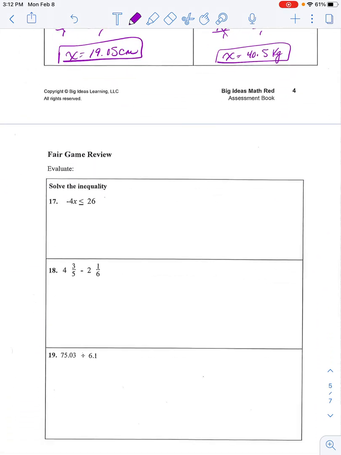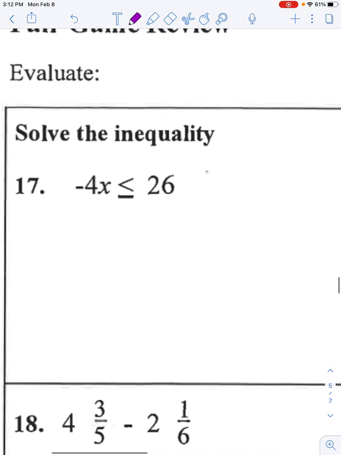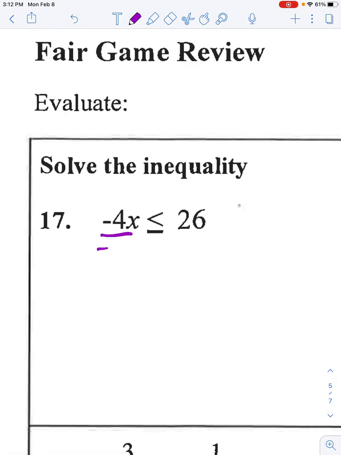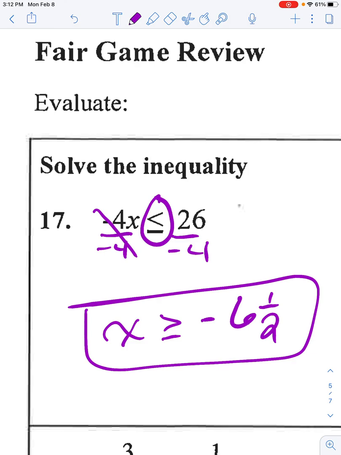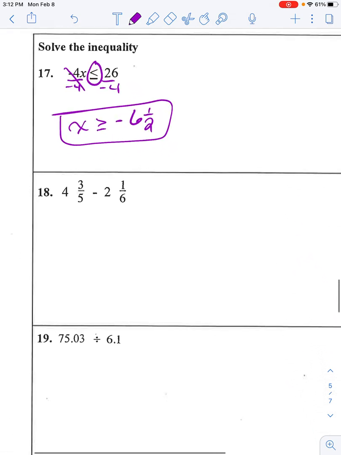All right, guys, and fair game review. Last chapter was all about inequalities. Let's see what you remember. We're going to divide by a negative. What happens when you divide by a negative? Your inequality flips. We're going to get a negative 6 would be 24 and 2/4. Simplified would be a half. Negative 6.5.